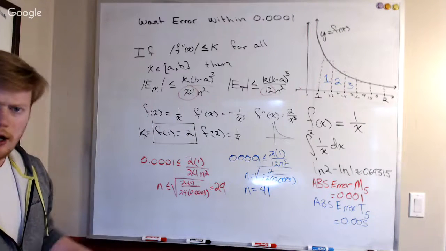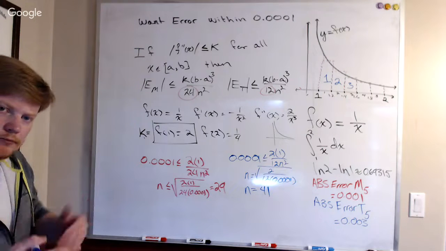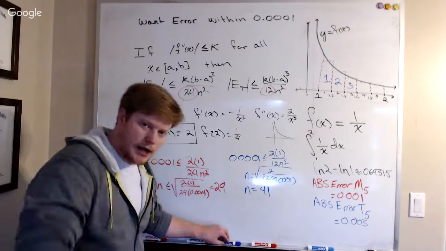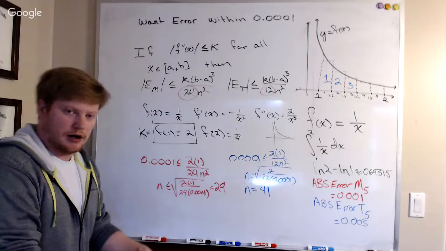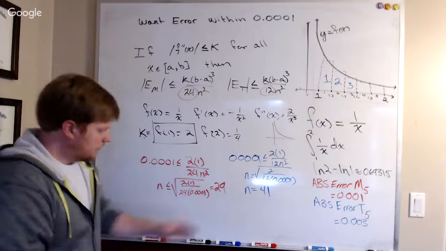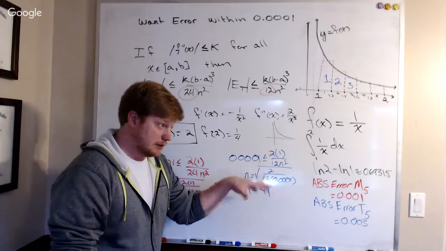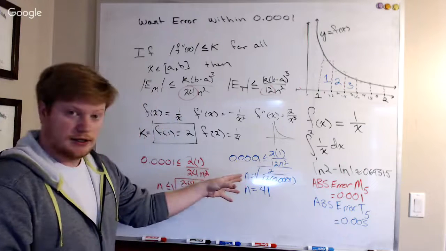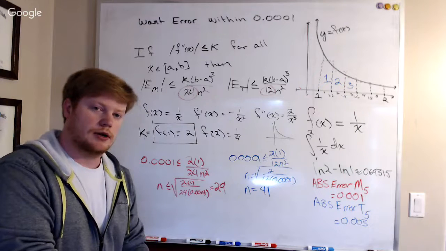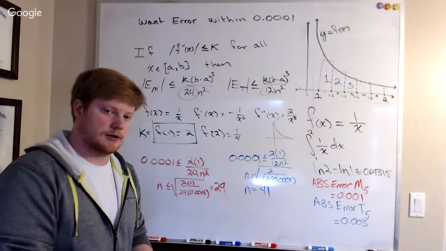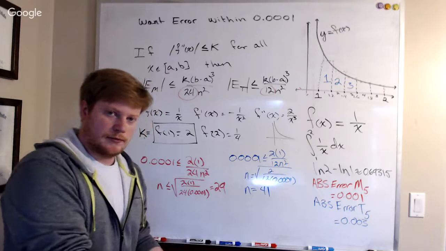If you get part of a subinterval, round up, because if you round down, then you're not going to be within your error. You're going to have more error, right? For instance, this answer comes out to be, I believe, like 40.8. And if we said, oh, 40 subintervals will do it, well, no, 40.8 will, but you can't have 0.8 of a subinterval. So you have to go up one more.